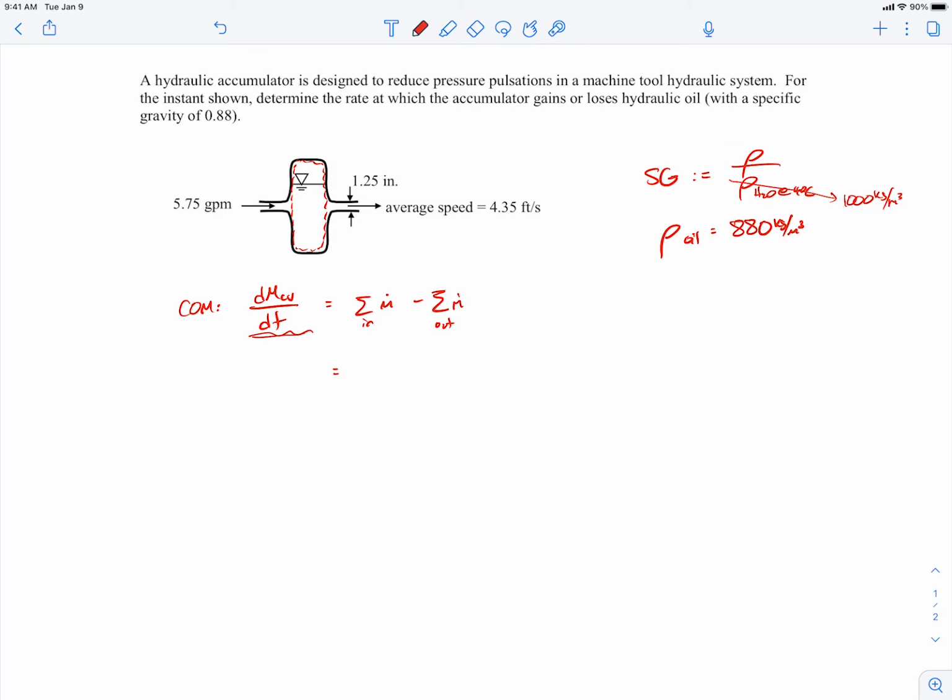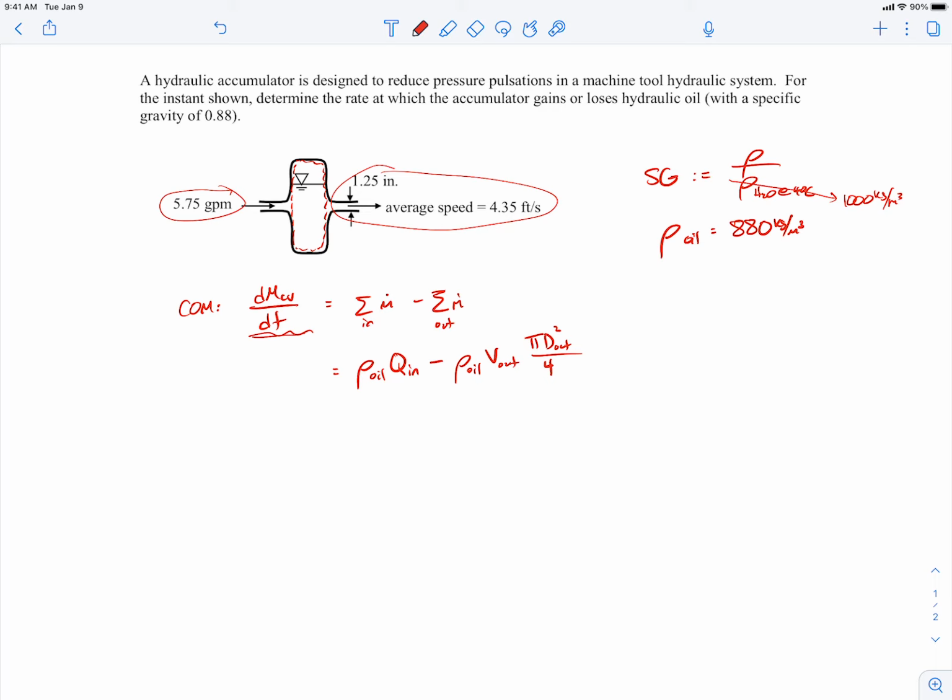The rate at which mass comes in, we're given in terms of the volumetric flow rate. So this will be just the density of the oil times that volumetric flow rate coming in. Over at the outlet, we're given the diameter and velocity. So the mass flow rate going out will be the density of the oil times the average velocity out, times the area out. Given a diameter, the cross-sectional area is pi times diameter squared over 4.